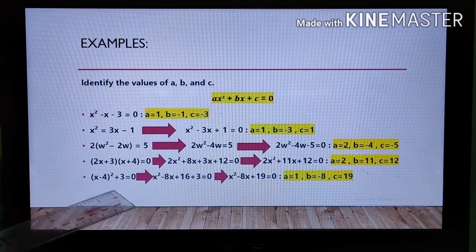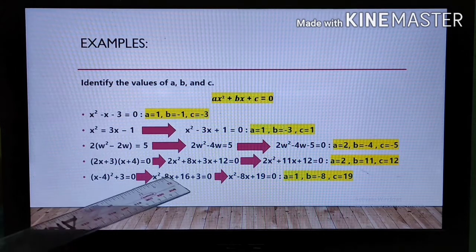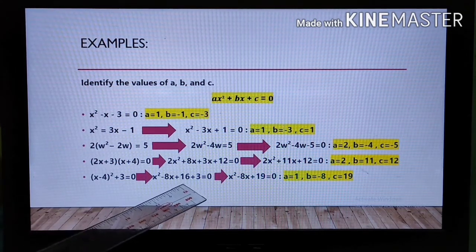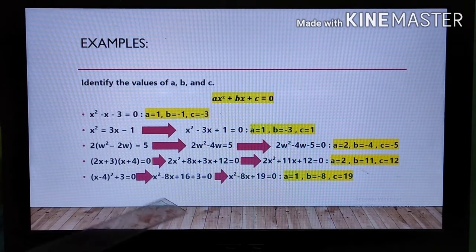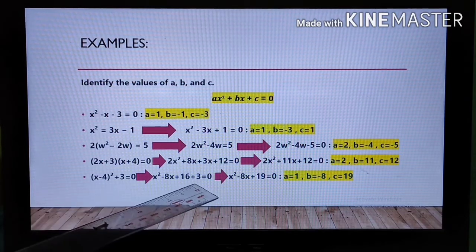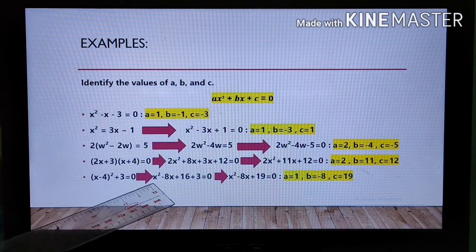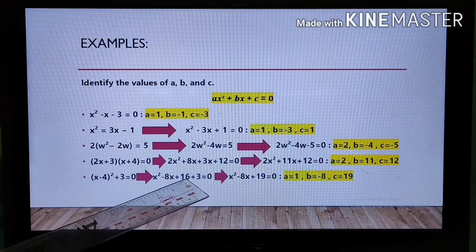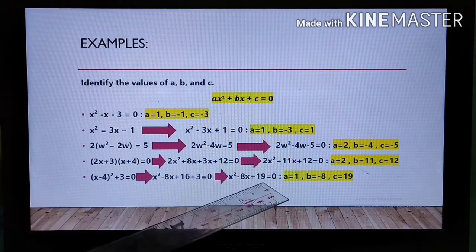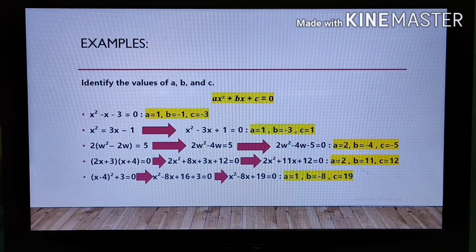Then next, i-square mo ang negative 4. So negative 4 times negative 4 is positive 16. So the result, x squared minus 8x plus 16. Then copy plus 3 is equal to 0. Then next, combine like terms, copy x squared minus 8x, then 16 plus 3 is 19 is equal to 0. So, nasa standard form na siya.